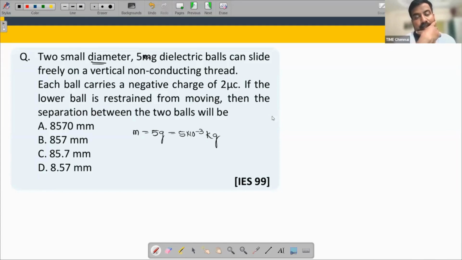Okay. Yeah. Correct, Chandrasekhar. Can slide freely on a vertical non-conducting thread. Each carries a negative charge, minus 2 microcoulomb. If the lower ball is restrained from moving, then the separation between the two balls will be given by.